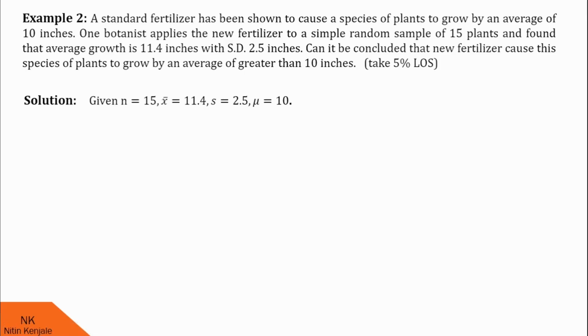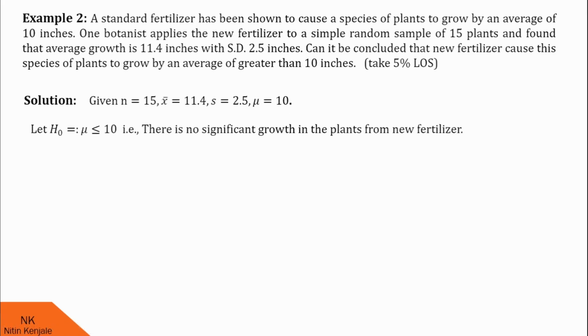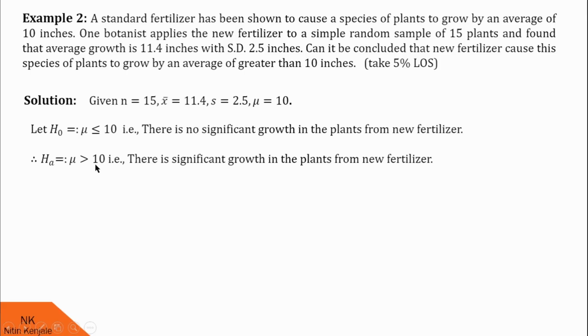Here sample size is 15, so n is equal to 15. Sample mean is 11.4, standard deviation is 2.5 and population mean is 10. Now let us first of all define H0 and HA. H0 says there is no significant growth in the plants from new fertilizer. When we say so, we should have mu less than or equal to 10. HA will be opposite of this, that means mu is greater than 10. So it is of course one directional, that is one tail test.